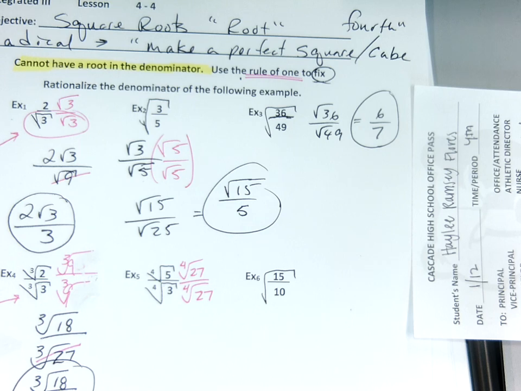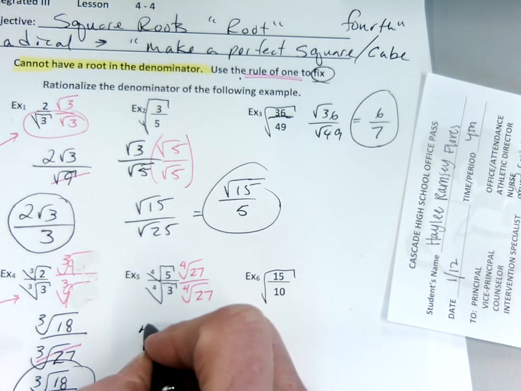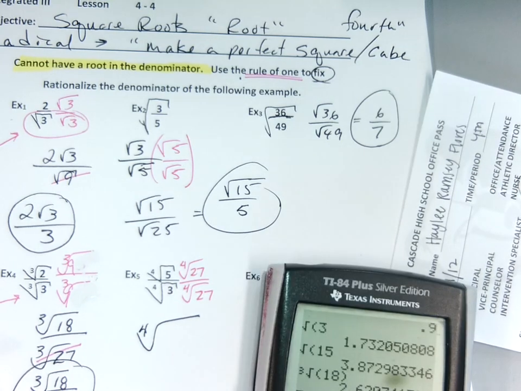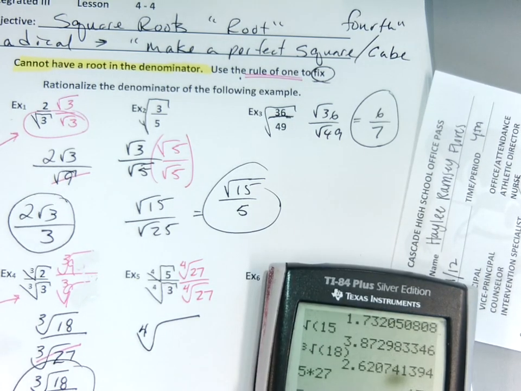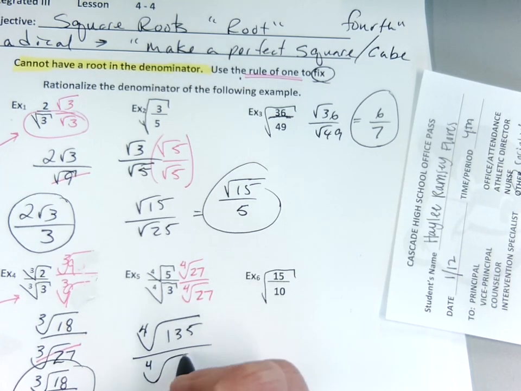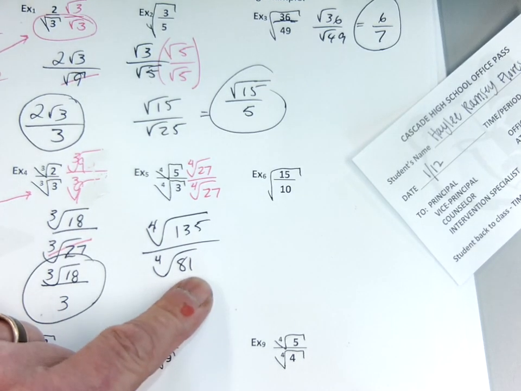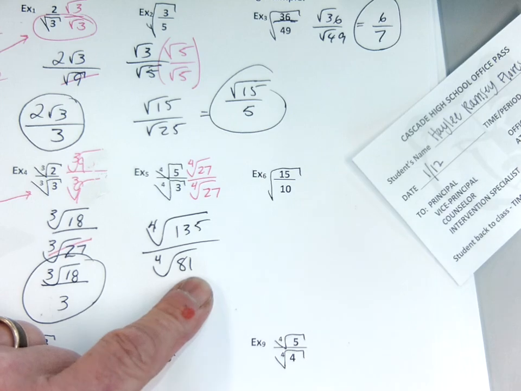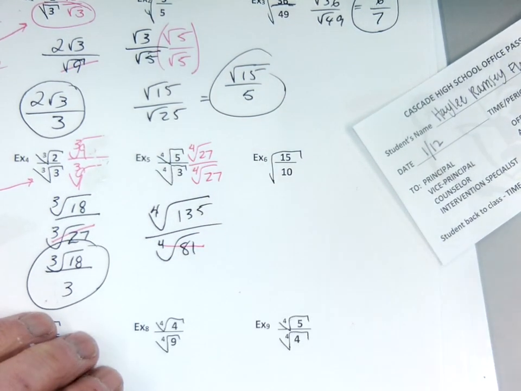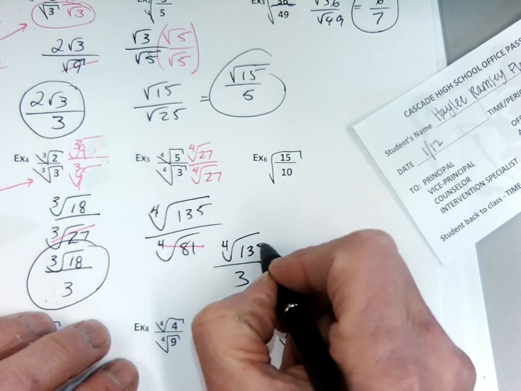I'm not concerned with which method you like to do it. I'm going to go ahead and rewrite this as the 4th root of 5 times 27, which is 135, over the 4th root of 81. You chose to make the 4th root of 81 because you knew that was a perfect fourth, right? 4th root of 81 is just plain old 3.